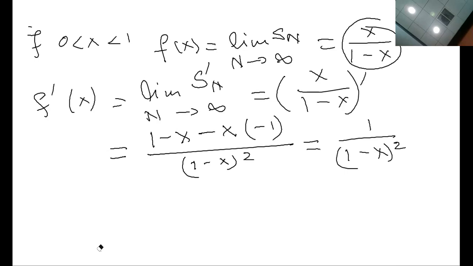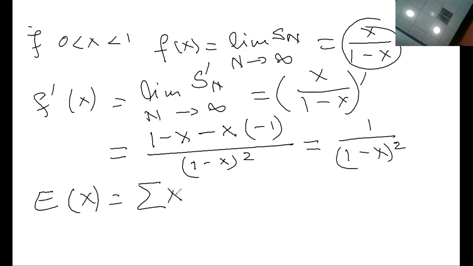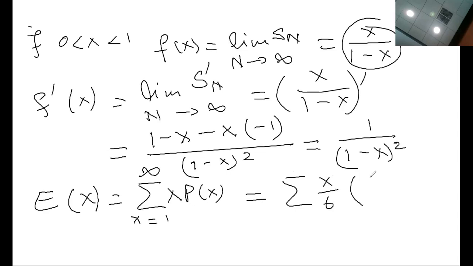Do you remember what f of x was? We say that, remember, E of x, you can see it, I don't have it anymore. E of x was equal to the sum of x times p of x, x equals 1 to infinity. And we wrote this as the sum of x times 5 over 6 to the x minus 1.